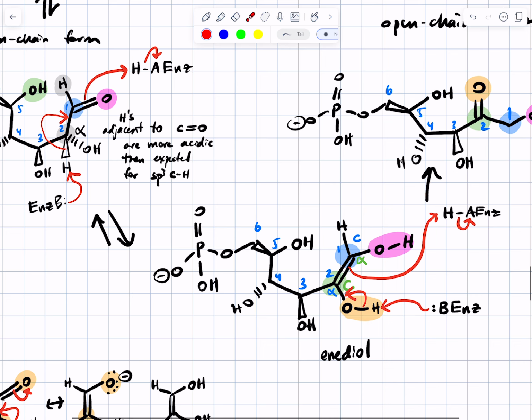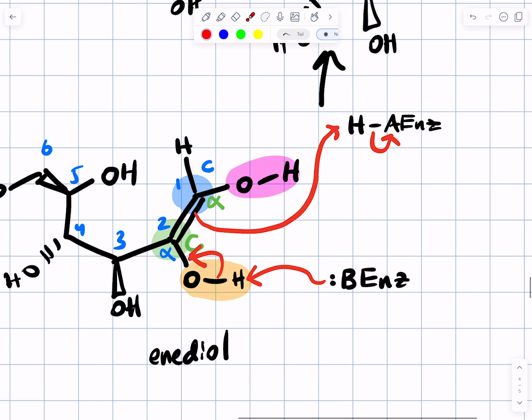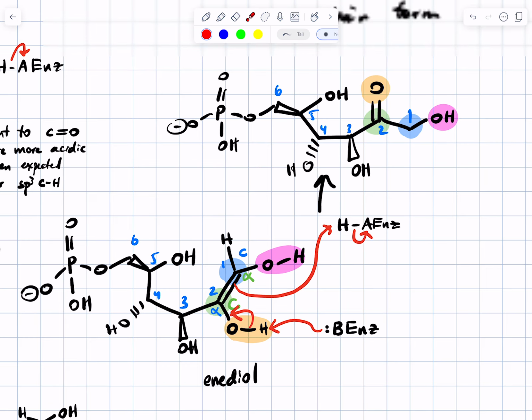Okay, if I deprotonate on the pink oxygen and electrons kick down here and I protonate on C2, that gets me back to the aldehyde. If I instead deprotonate on the orange oxygen, electrons kick down and I reprotonate on C1, that gets me to the ketone.